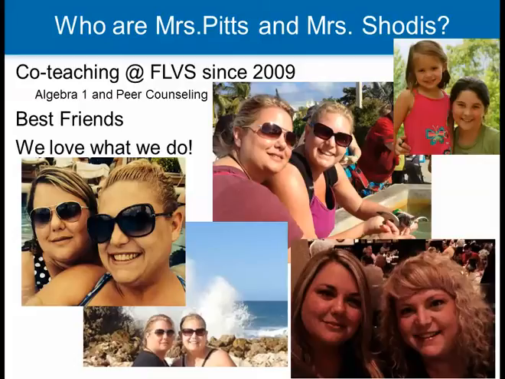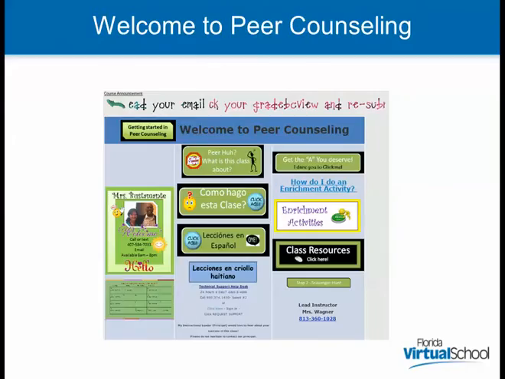Here's a few pictures of us. Mrs. Shodas is on the left in the pictures. Mrs. Pitts is on the right. And up at the very top, you can see two of our little princesses. Miss Sophie, she is in the pink shirt, and that's Mrs. Shodas' little girl. And Mallory's on the right, and that is Mrs. Pitts' little girl.